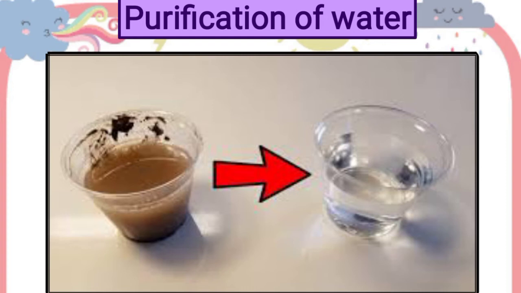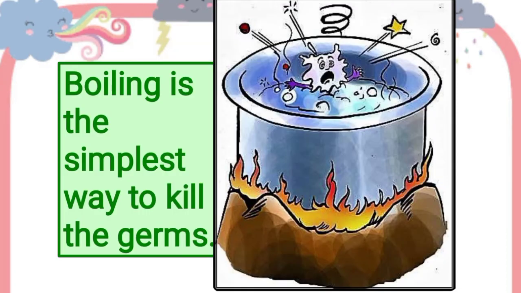We can do it in some ways, like boiling. It is the simplest way to kill the germs found in water: bring water to a rolling boil for a minute to kill the germs present in it. By the time water starts to get hot enough to boil, most of the germs in it die. Boiled water should be stored in clean and covered pots or bottles.